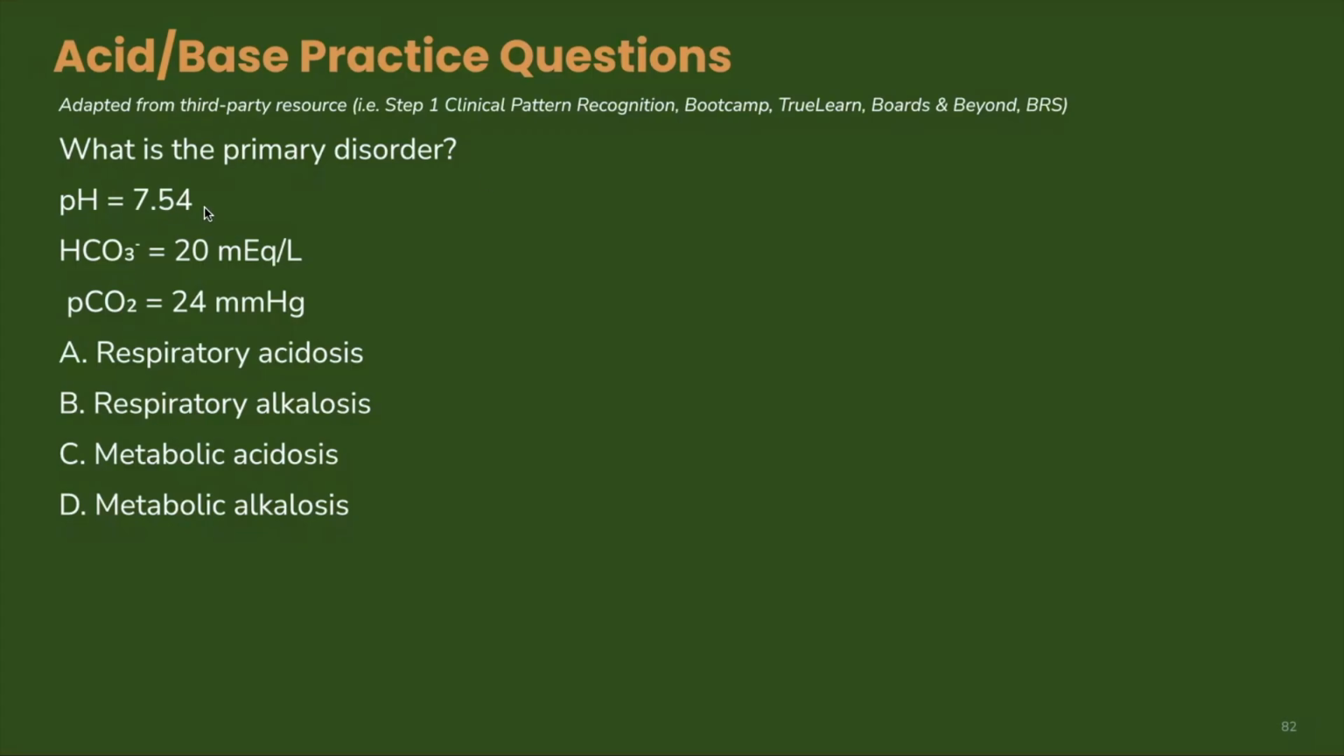First thing I'm going to do is look at the serum pH level, and it's 7.54. Well, what do we know about the normal pH level? It's supposed to be 7.35 to 7.45, right? So this patient is alkalotic. I don't know yet if it's respiratory or metabolic based, but I know that they're alkalotic. It's higher than it should be. Now I look at the bicarb level. What was my normal bicarb level? I said it should be 24. This level here is 20.